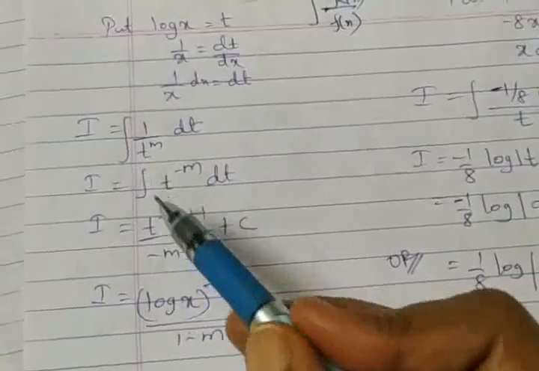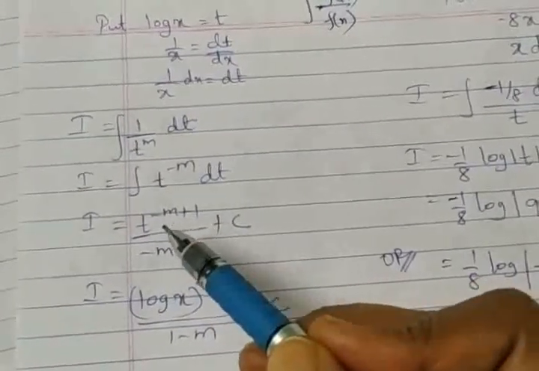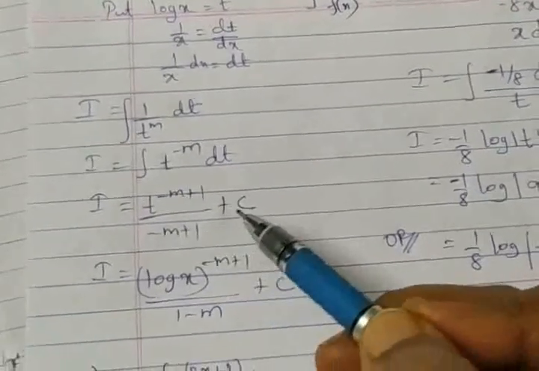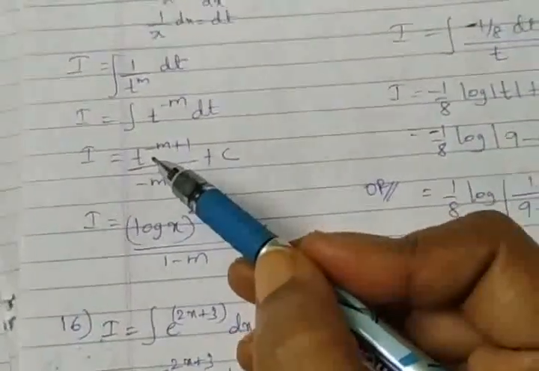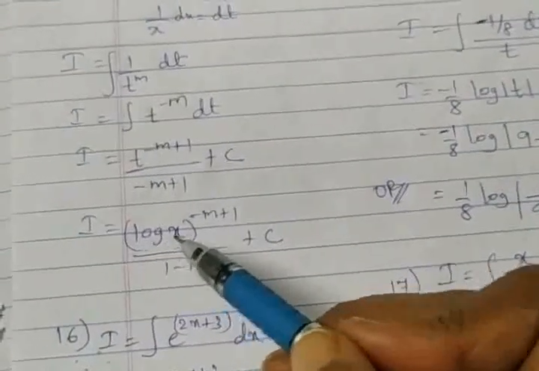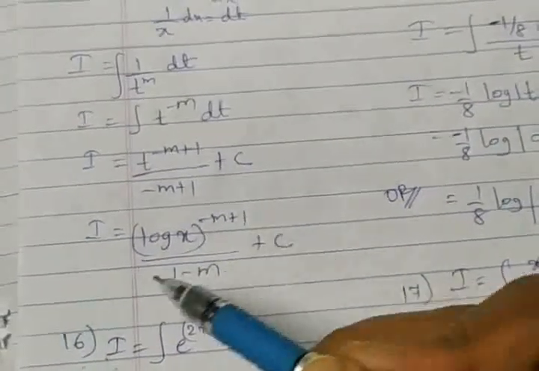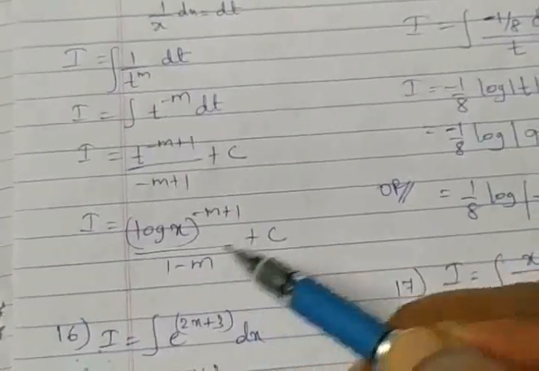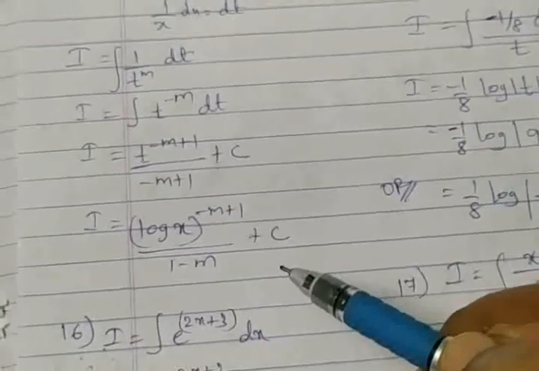The integration has been done here. Which formula? The integration of x raised to n formula, and this will say t raised to minus m plus 1, denominator minus m plus 1, plus c. T will be replaced back, and we are left with log x raised to minus m plus 1, denominator 1 minus m, same term, plus c, which should be the answer. That was the 14th question.